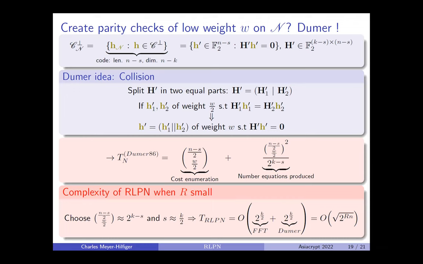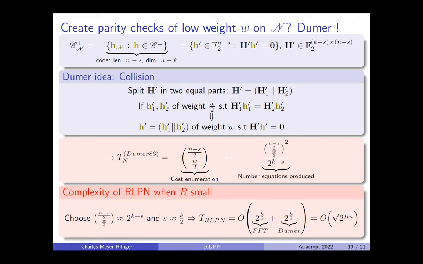Okay, so meaning that if you have a collision, then you have a parity check of weight W on N. The complexity of this method is basically the cost of enumerating all the vectors of weight W over two, plus the number of equations that will be produced by this method. So basically, the number of collisions you will find.